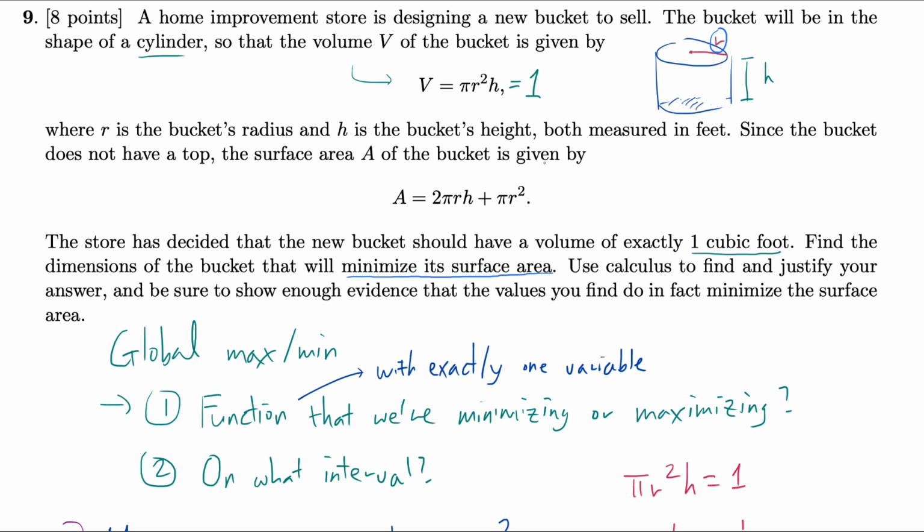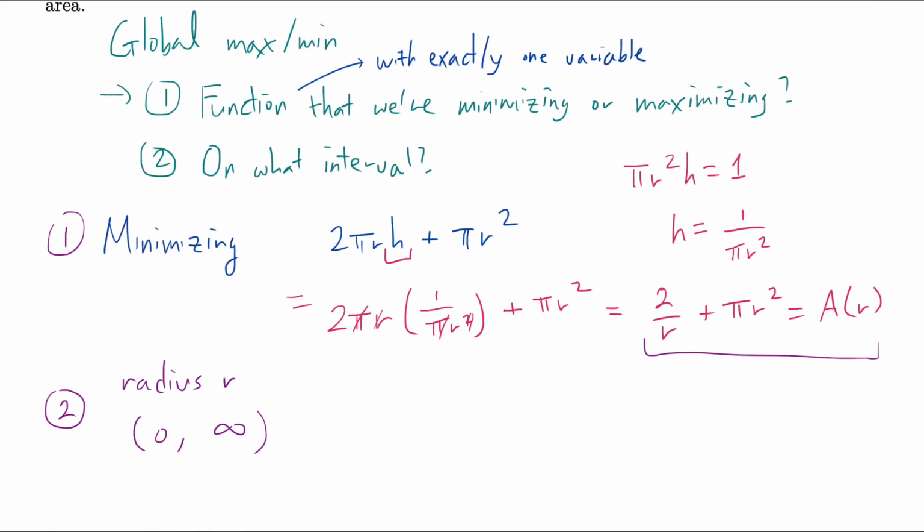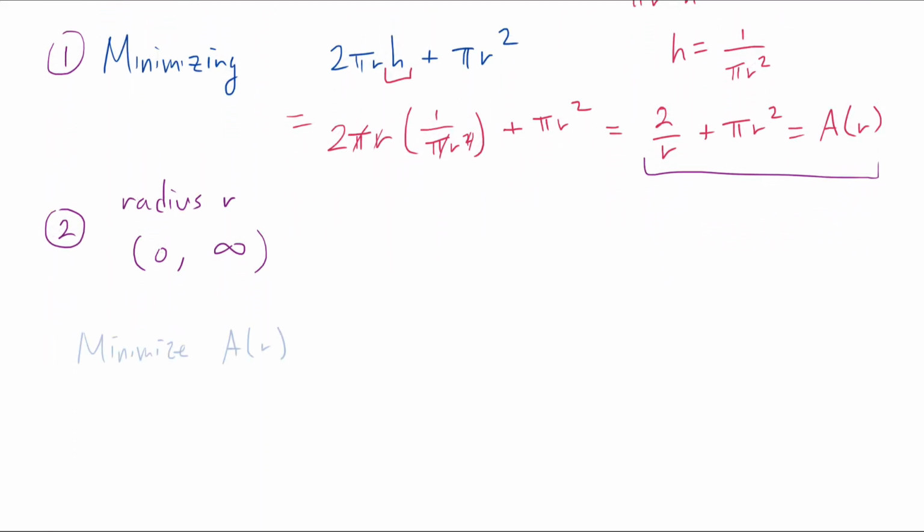But a more serious issue here is that the radius really cannot be 0 in order for this condition given to us to be true. We know this is true 100% because the volume they tell us is 1 cubic foot. But when the radius is 0, we get 0 on the left-hand side. So this cannot possibly happen when the radius is 0. So r equals 0 just cannot happen according to this formula. So the radius should go from 0 to infinity. To summarize, we want to minimize A of r, 2 over r plus pi r squared, on (0, infinity). That's what it comes down to.